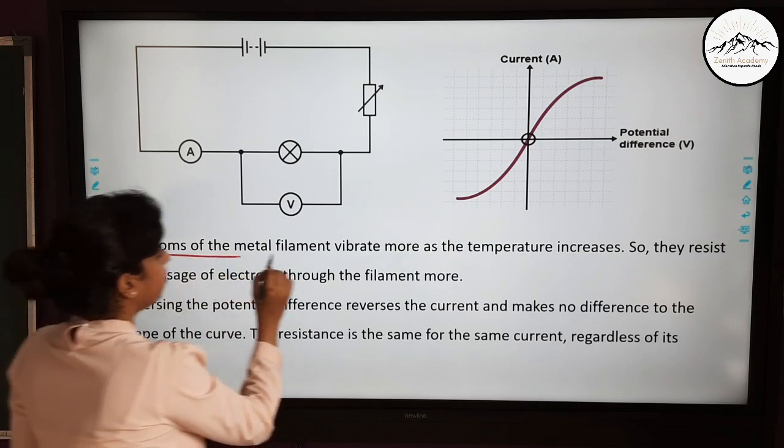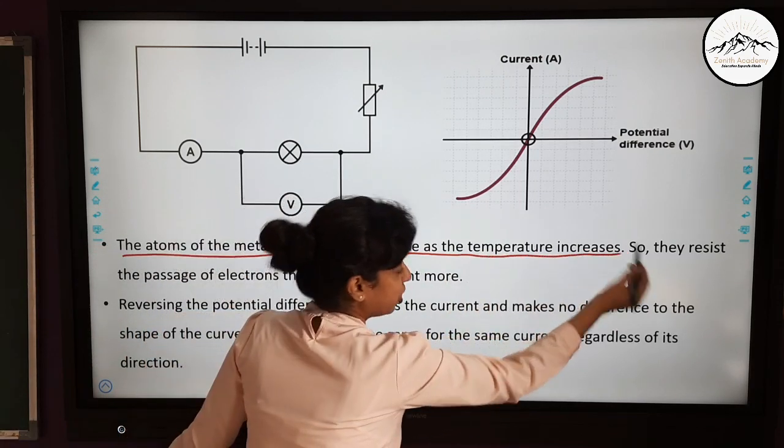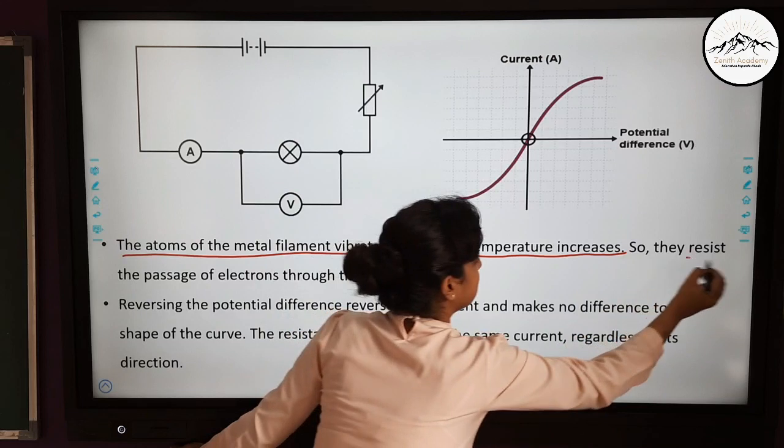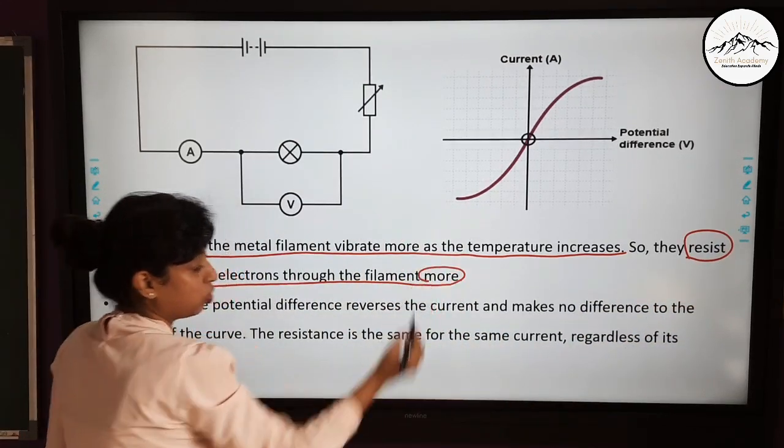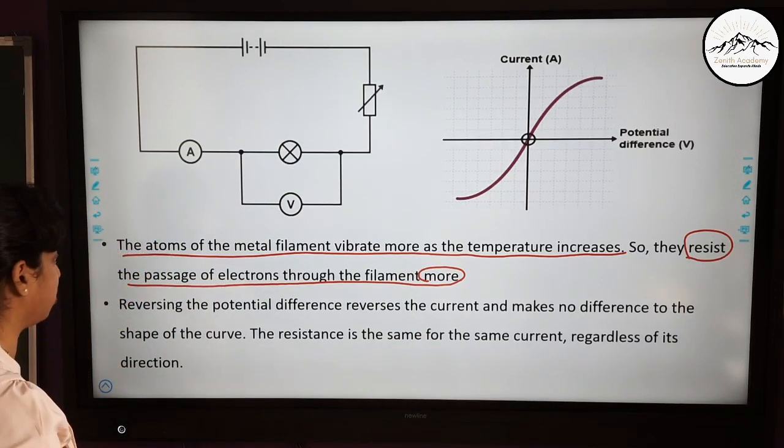Now the atoms of the metal filament vibrate more as the temperature increases, so they resist the passage of electrons through the filament more. So the resistance is more as the temperature is more.